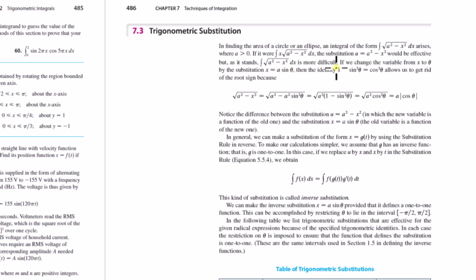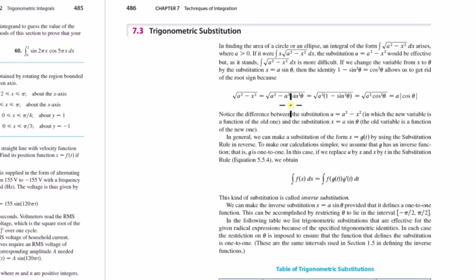But to solve this, we can do another kind of substitution where we say that x is equal to a sine theta. You see the substitution is going to involve a trigonometric function. That's why it's called trig substitution. The original integral doesn't have a trig function, but the substitution is going to involve a trig function.